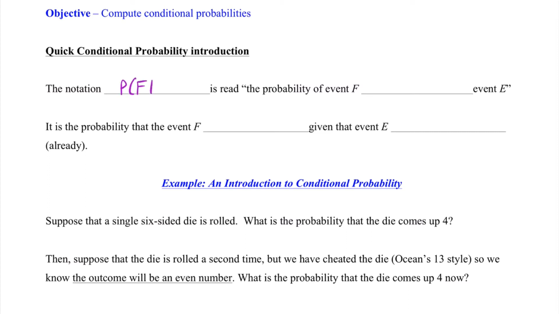First, the notation we see is read as the probability of F given E. The vertical line represents the word "given," so it's the probability that event F occurs given event E has already occurred. This is a big concept to understand, because it means event E is in the past. It's something that has occurred, and we are looking for the probability that F occurs given that E has already occurred. And of course, we'll apply that to some examples.